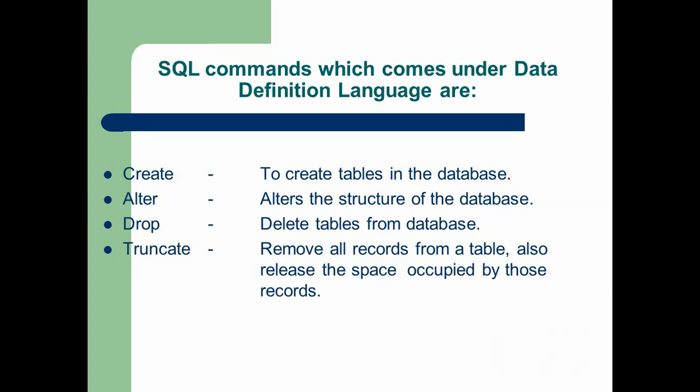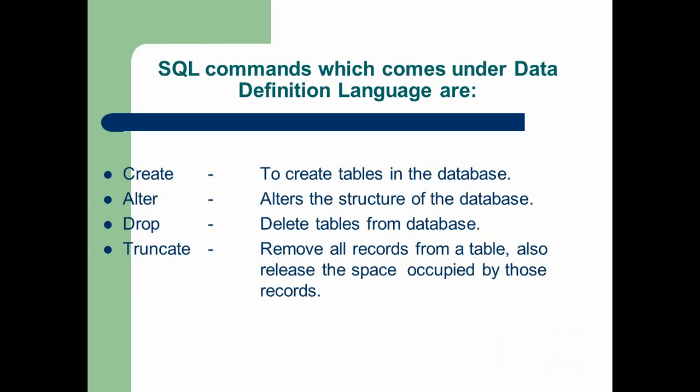Create is used to create table, database, views, queries, etc. Alter is used to alter a table, query, views, etc. Drop command is used to delete table, database, queries, views, etc. Truncate removes all records from a table and also releases the space occupied by those records. So drop command is used to delete the table. Truncate table is used to delete the records, not the table. It means when you use the truncate command, the table exists but the records do not exist. So this is the difference between drop and truncate.